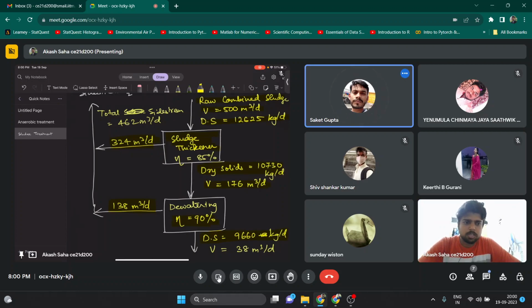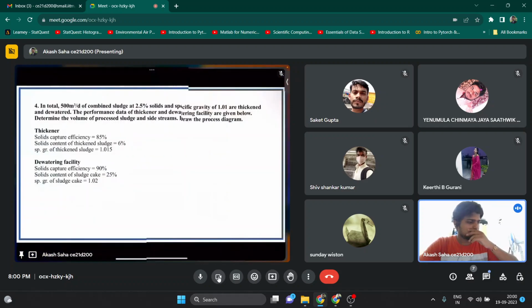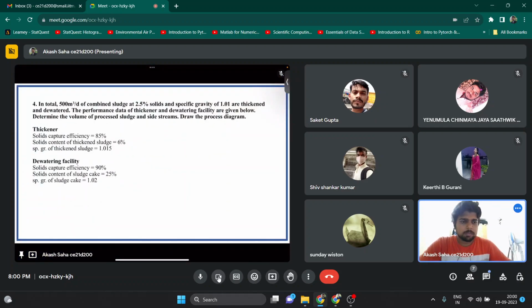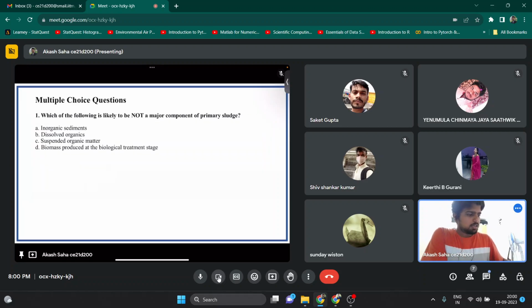Okay, we will see some of the MCQ problems because we have discussed the numerical problems in detail. In sludge treatment, not many types of numericals are available. Only these are the numericals which are mostly asked. So quickly we will go through the multiple choice questions. Which of the following is not a major component of primary sludge? Organic sediments, dissolved organics, suspended organic matter, biomass produced at the biological treatment stage.